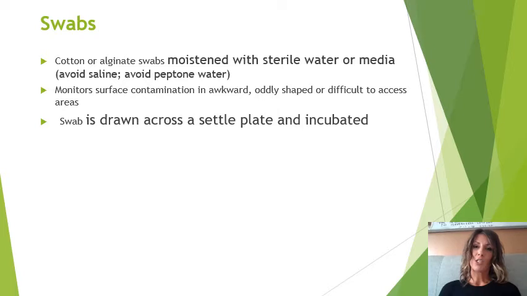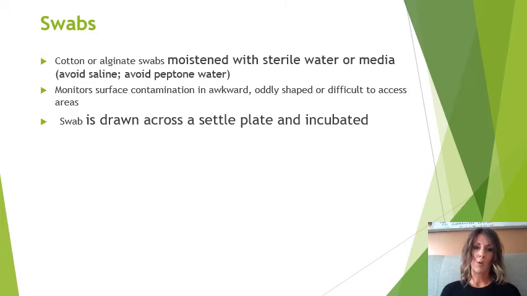Swabs are for reaching those hard to reach places, places that you would find difficult to clean or places that sediment can collect, where microorganisms might adhere and then proliferate: corners, crevices, awkward areas, things that are difficult for operators to reach. Swabs are for reaching those areas and making sure that they are still maintaining a certain level of cleanliness. We take a swab by dipping it, moistening the tip, rubbing along the surface that we are sampling, and then drawing it across a settle plate and incubating it.